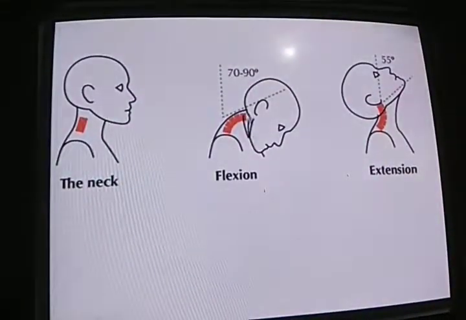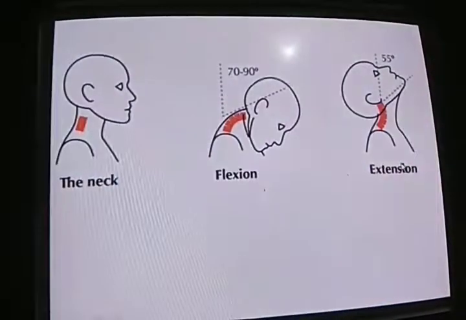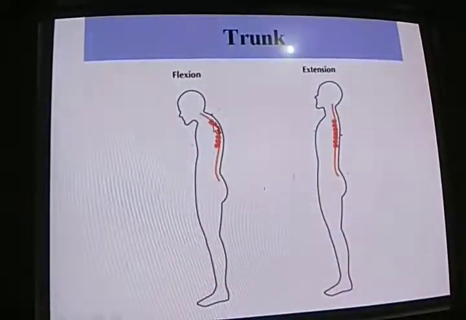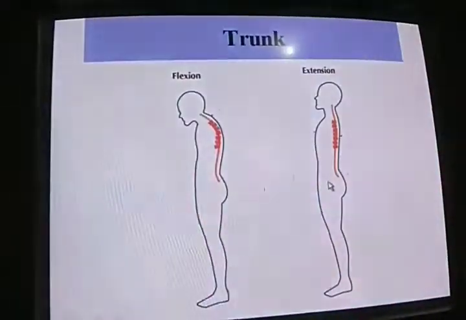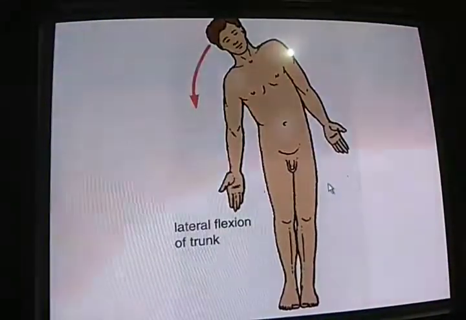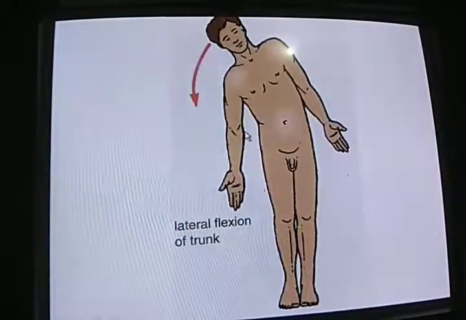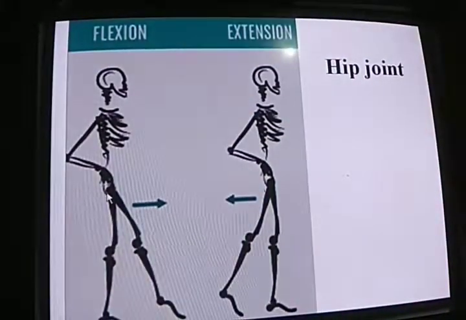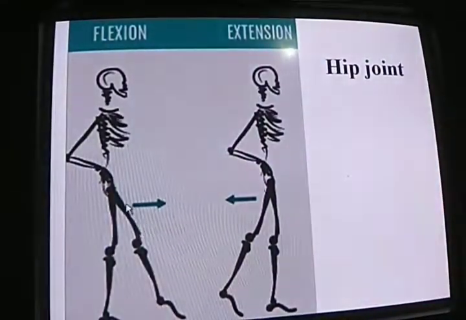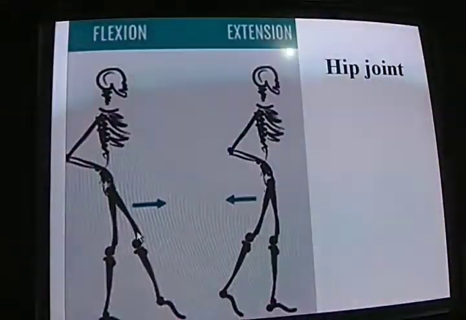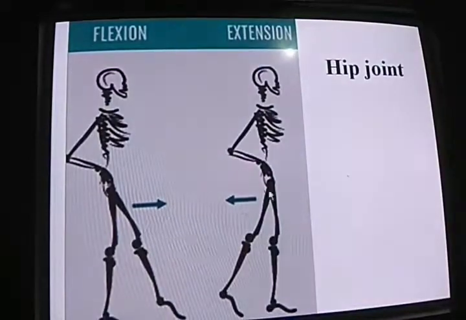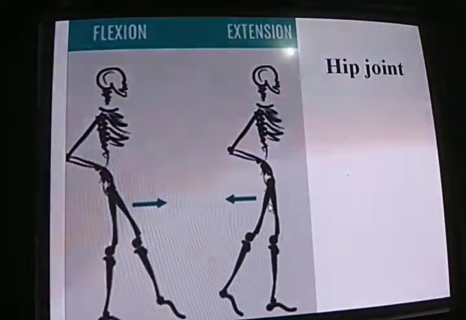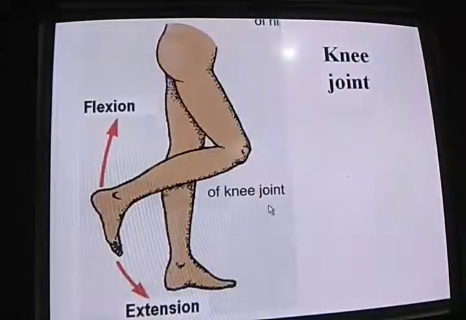In the neck region, this is flexion and this is extension. For the trunk, this is flexion and this straight position is known as extension. And this is the lateral flexion of the trunk. At the hip joint, the forward movement of the femur is known as flexion. At the hip joint, the backward movement of the femur is known as extension.